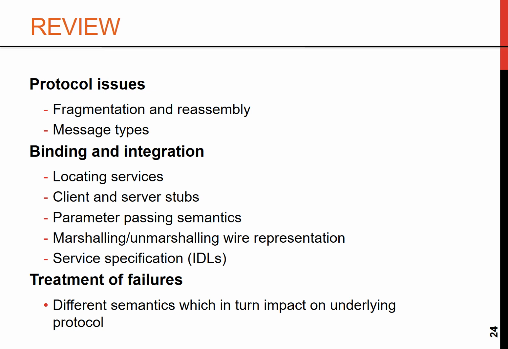So first we talked about protocol issues, fragmentation and reassembly, the message types that can be sent and received, and the different protocols that can be built using those message types. We looked at binding and integration, locating services, client and server stubs, how stubs are created and their role in enabling communication over the network. Parameter passing semantics, we looked at marshalling or wire representation, and we looked at server specification languages, IDLs, and their role. And finally, we just talked about the treatment of failures within middleware. We looked at different semantics which in turn impact on underlying protocols.